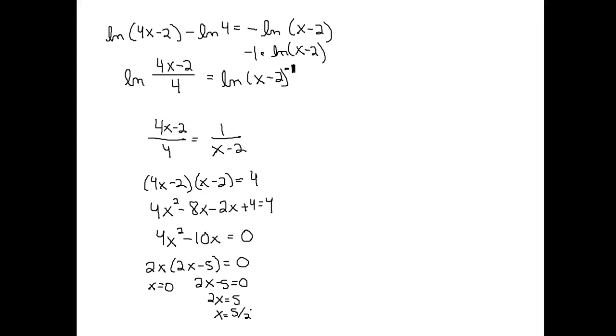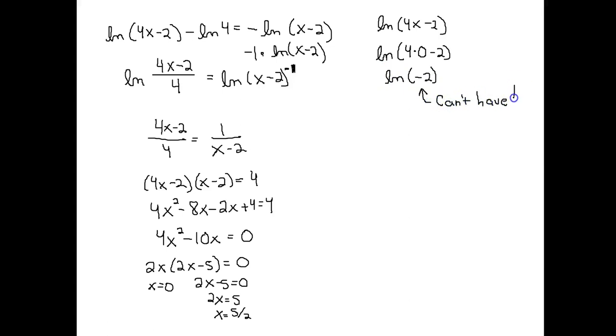We do need to go back and check. We need to make sure these solutions are going to be included in the domain. Because remember, when you're taking the log of something, the argument has to be positive. So let's go back and make sure of that. If you do a natural log of 4x minus 2, and you plug in 0 there for x equals 0, you're going to get natural log of negative 2. Can't have that. So 0 is out.